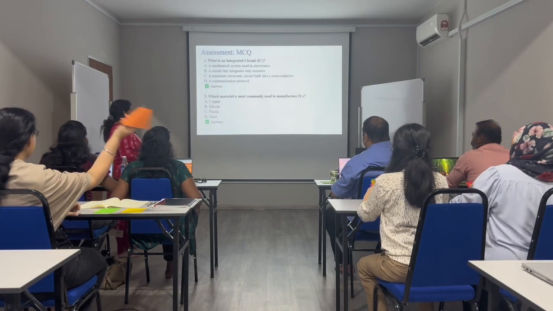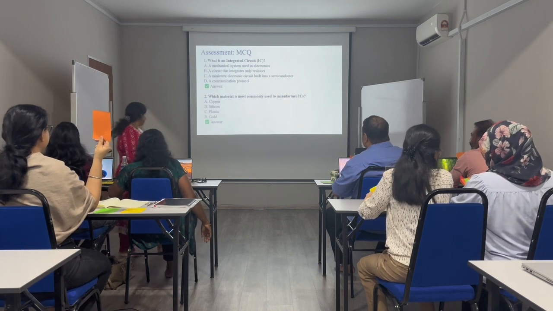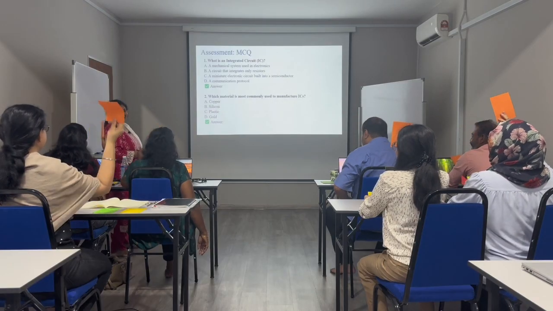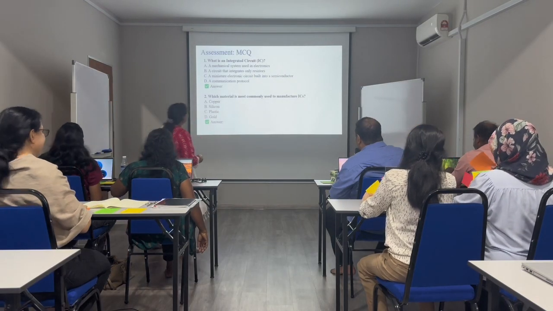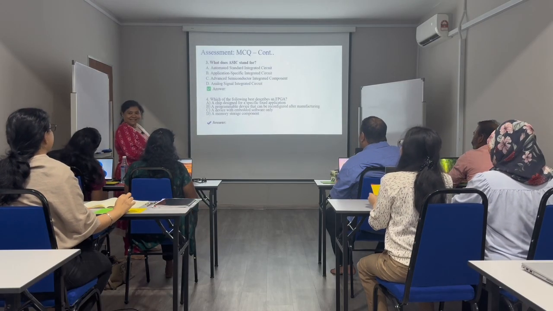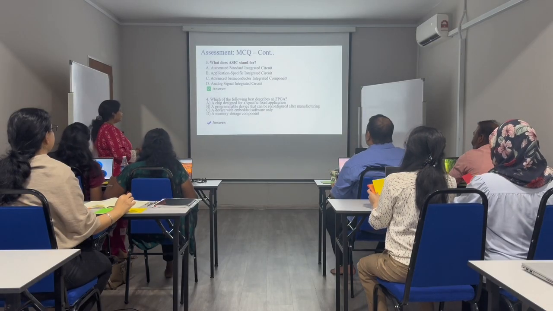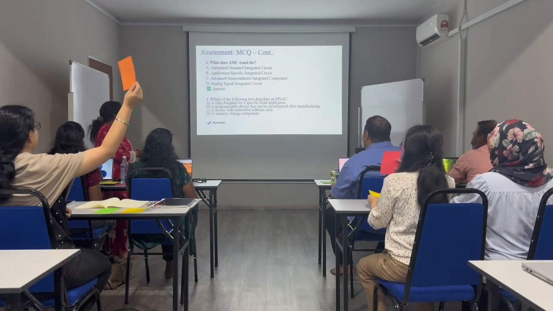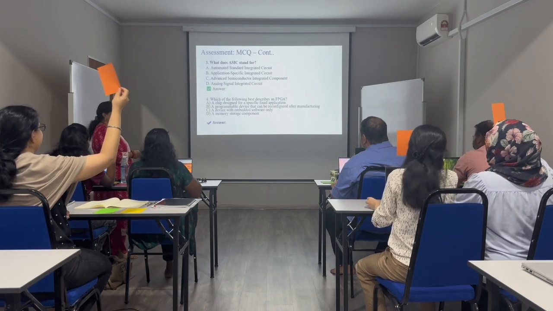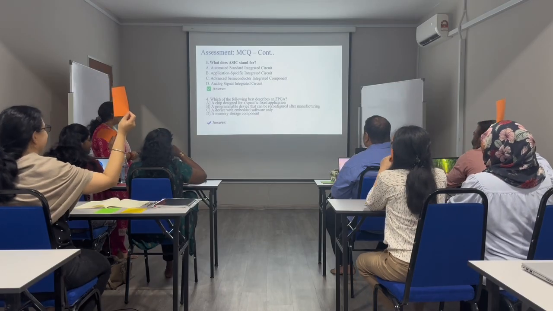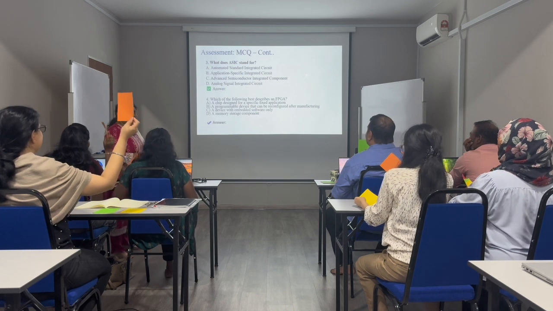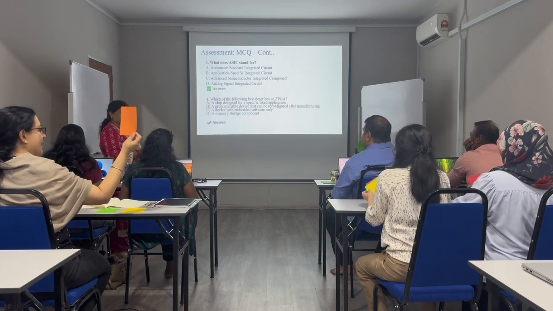Which material is most commonly used to manufacture IC? Either it is A, copper, B, silicon. Yeah, it is silicon, right. And what does ASIC stand for? Automated standard integrated circuit, application specific integrated circuit, advanced semiconductor integrated component, analog signal integrated component. Application specific integrated circuit.